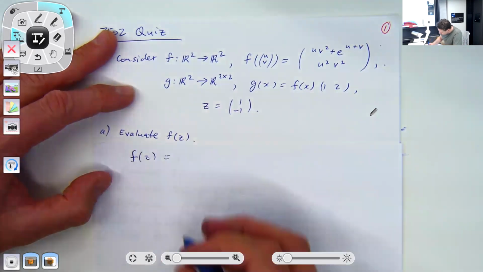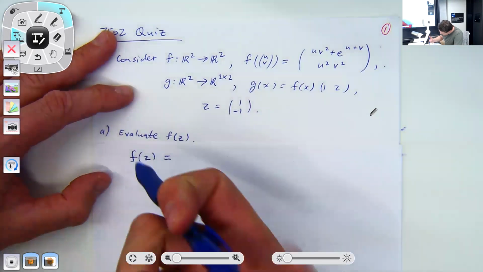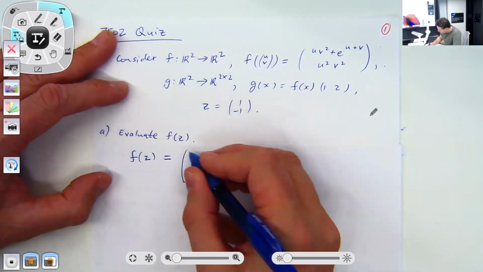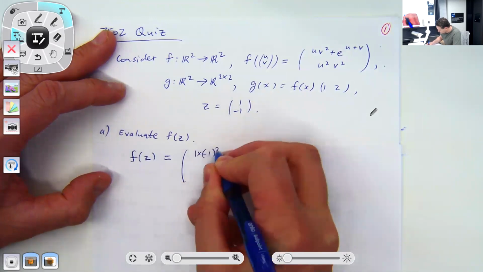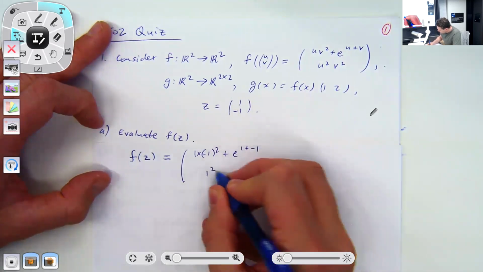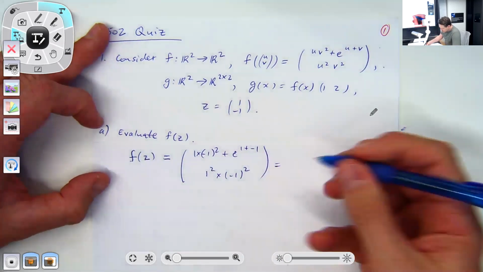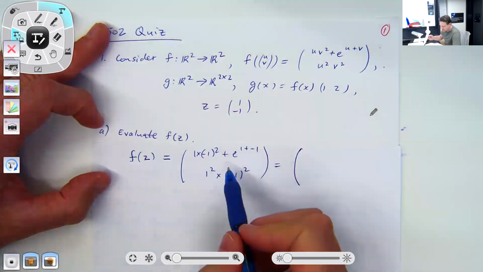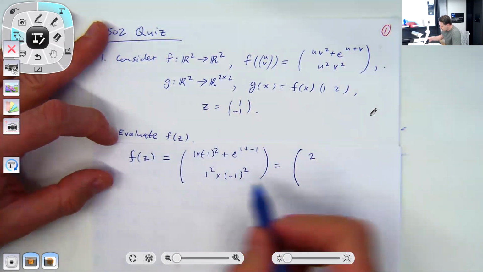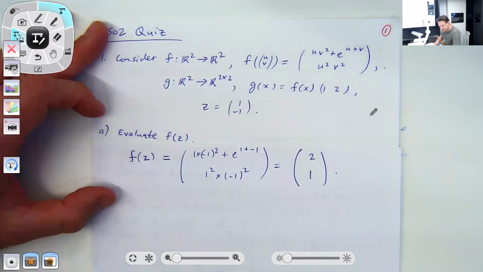Okay, so f of z is equal to, maybe I didn't pick up my best pen here. Try the other one. Okay, so 1 times minus 1 squared plus e to the power of 1 plus minus 1. And then we have 1 squared times minus 1 squared. So we simplify this and we have 1 plus e to the 0. So 1 plus 1 is 2. And then 1 times 1 is 1. So there you go. Easy marks for that one.